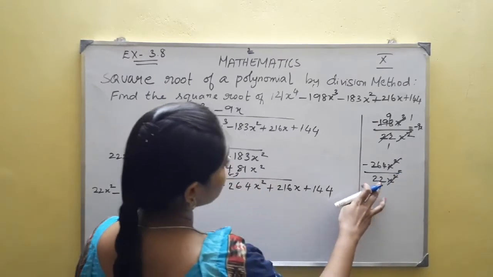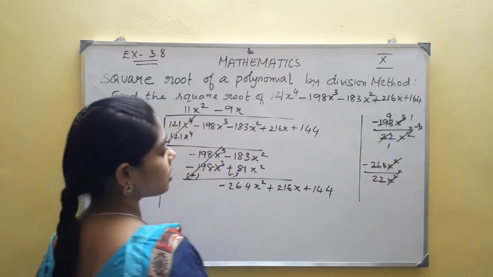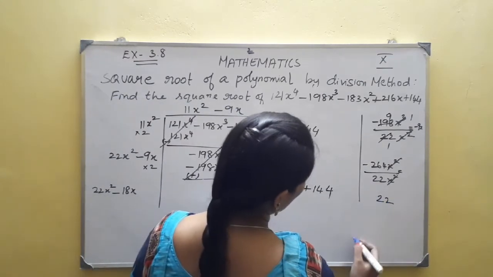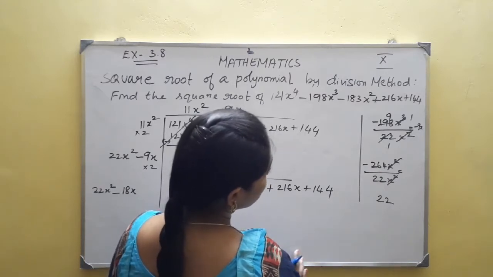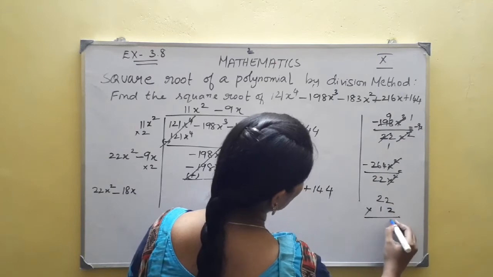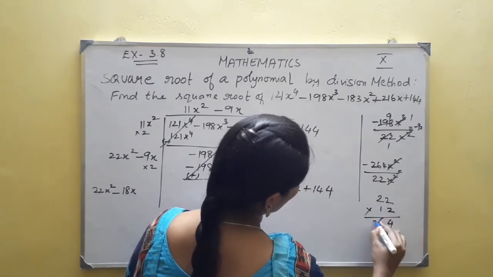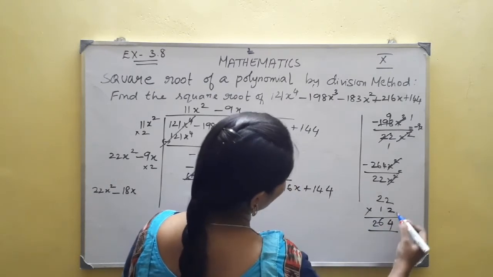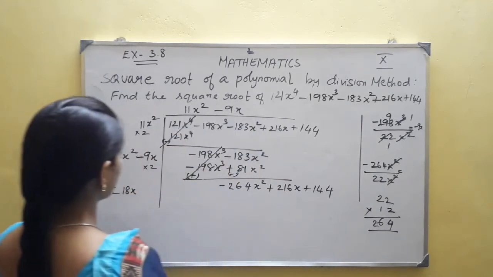Now, how many times 22 into what number gives you minus 264? Try this with a number ending in 4. I am going to try this with the 12 table. 2 2s are 4, and 12 2s are 264. So 2 2s are 4 gives me 4, and 2 gives me 264.